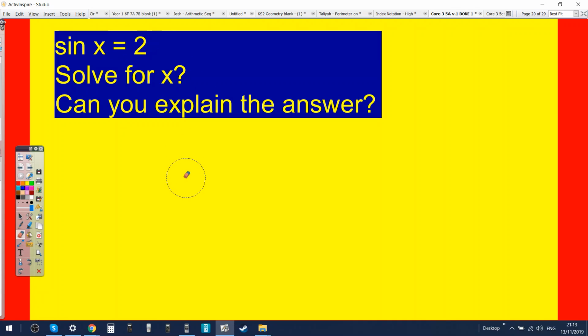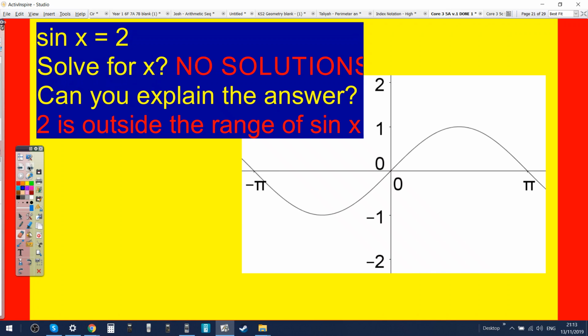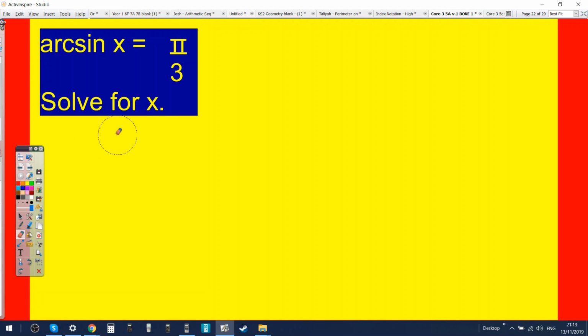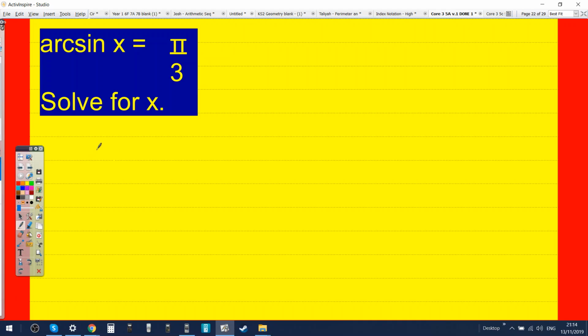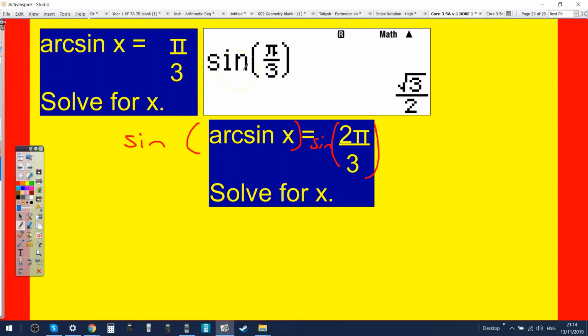So this one, sine x is 2. Can you solve for x? Can you explain your answer? Yes. How do you solve this? Yep. So sine pi over 3 is root 3 over 2.